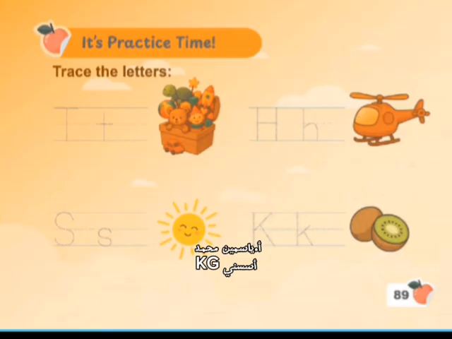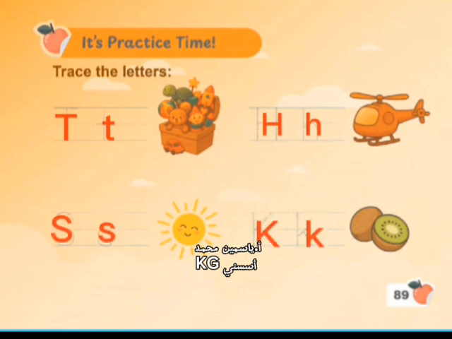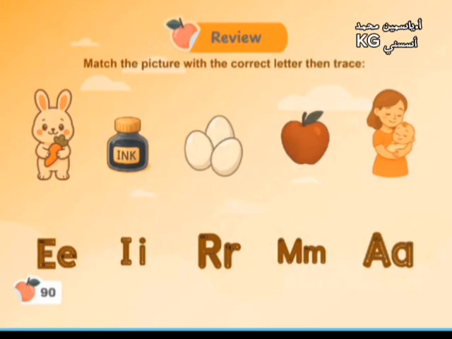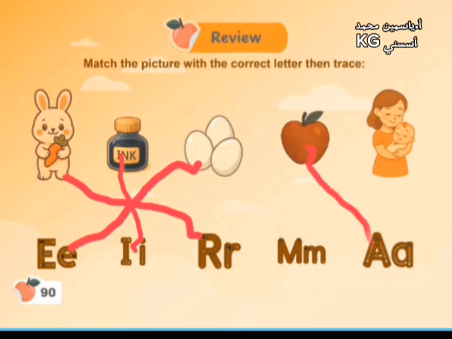Page 89. It's practice time. Trace the letters. T, toys. H, helicopter. S, sun. K, kiwi. Page 90. Review. Match the picture with the correct letter. R, rabbit. I, ink. E, egg. A, apple. M, mom.